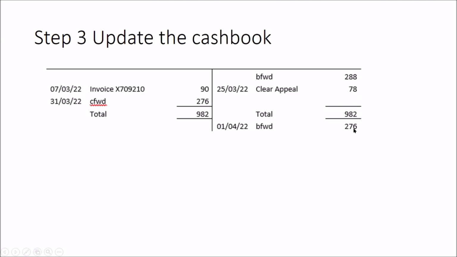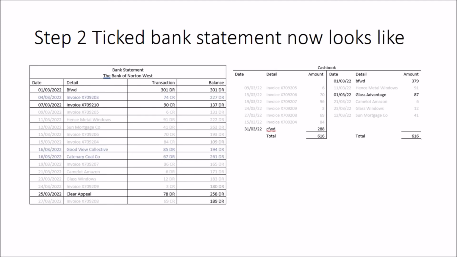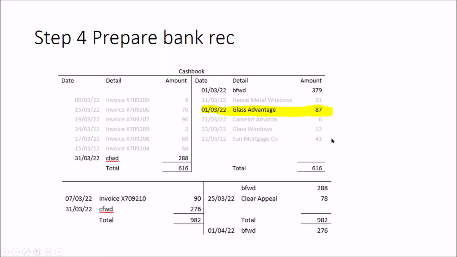So what's responsible for the difference? Well, the thing that's responsible for the difference is anything that is in the cash book that hasn't been ticked. So this payment out here is the difference between the two items. So that's section 4, prepare the bank reconciliation. So this one here hasn't been ticked.